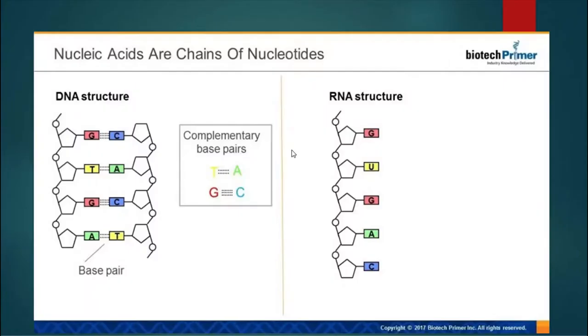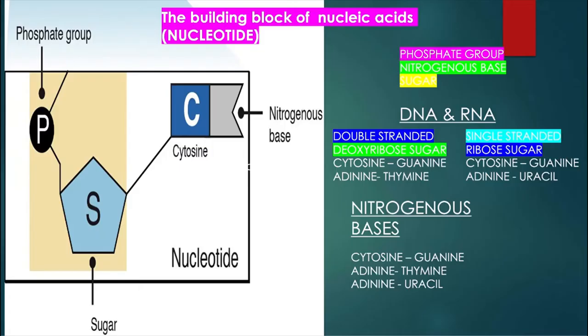Now, let's look at the structure of DNA and RNA. A nucleotide is the building block of nucleic acids, which means that DNA and RNA are made up of nucleotides, meaning that on the structure of DNA and RNA, we should have multiple nucleotides. Now, these are the structures of DNA and RNA. As you can see, they are made of multiple nucleotides. Let's talk about the differences in DNA and RNA.